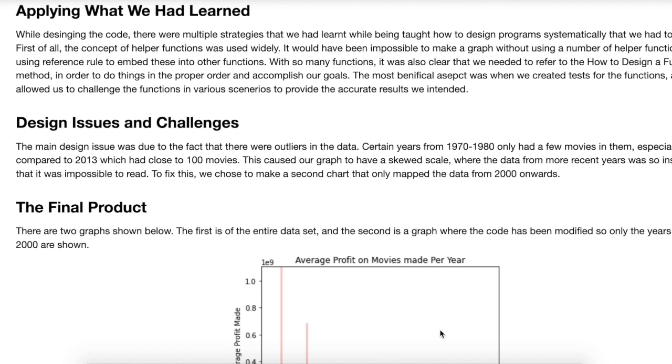With so many functions, it was also clear that we needed to refer to the how to design a function method in order to design things in a proper order and accomplish our goals. The most beneficial aspect was when we created tests for the functions, as it allowed us to challenge the functions in various scenarios to provide the accurate results we intended.